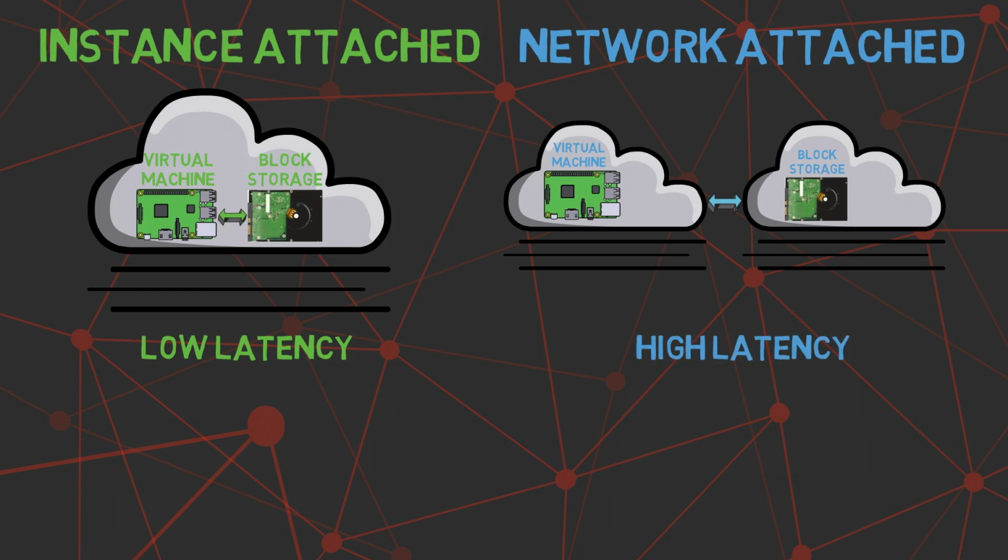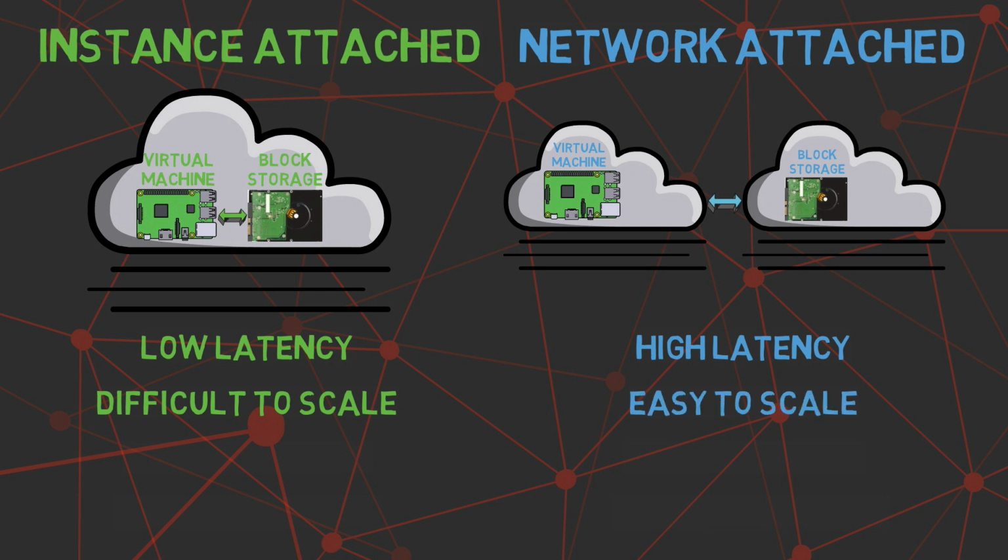Instance attached block storage is comparatively difficult to scale if we need to increase the size of the storage. Since the storage is attached directly to the instance, the instance has to be terminated and a new instance with the required storage needs to be created. Whereas, we can easily change the size of network attached block storage since the storage is separate from the instance. Instance attached block storage is more expensive compared to network attached block storage.